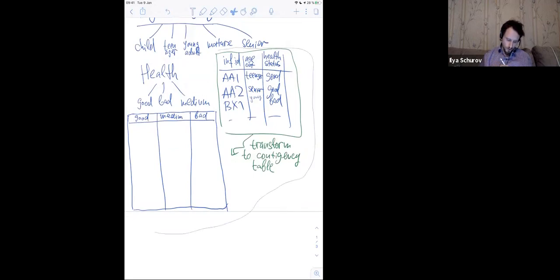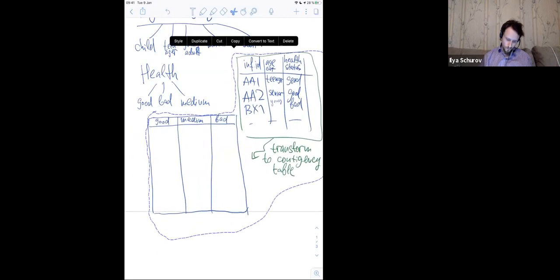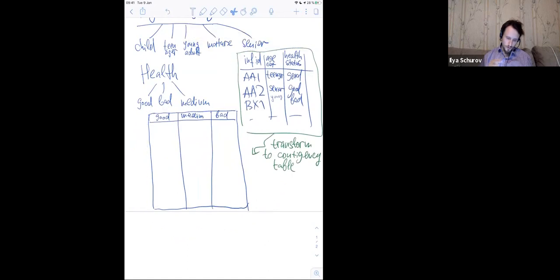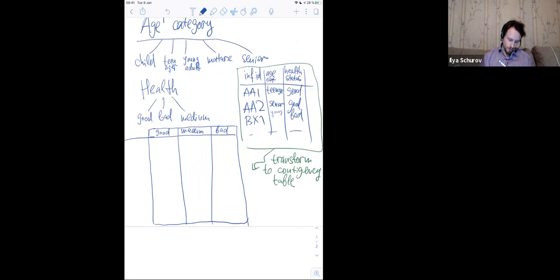I need a little bit more space. Let me shift everything to the right. I will miss these possibilities when we return to just ordinary whiteboards. So we have age here, and here health. And we have categories: child, teenager, young adult, major, senior.